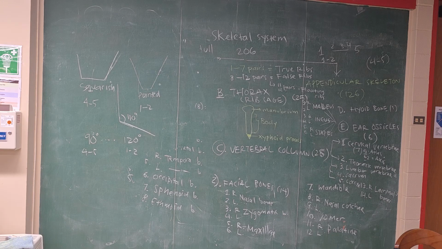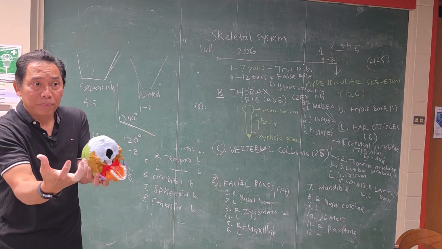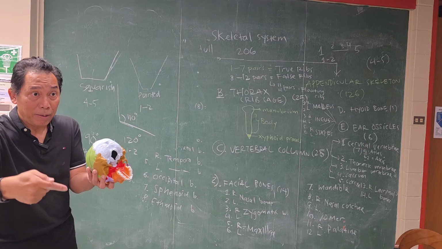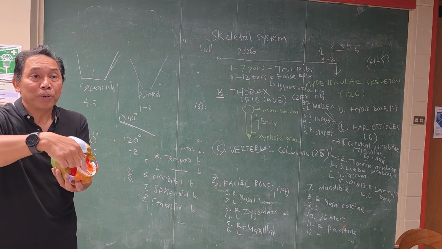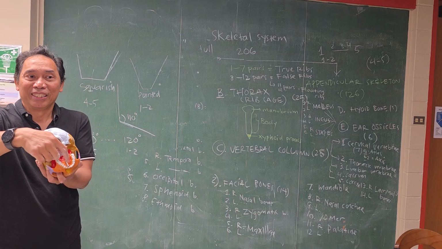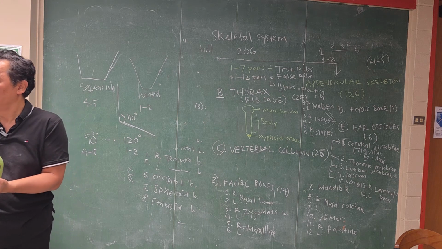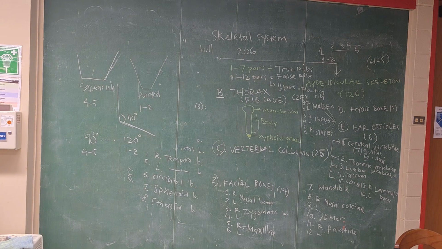Now, if it is deep, if it is really deep, then you put 4 or 5. If it is shallow, you can measure it with your finger or with your ruler. How deep is that? Then you will compare with the other skull. If it is deep, 4 or 5. If it is shallow, 1 or 2.